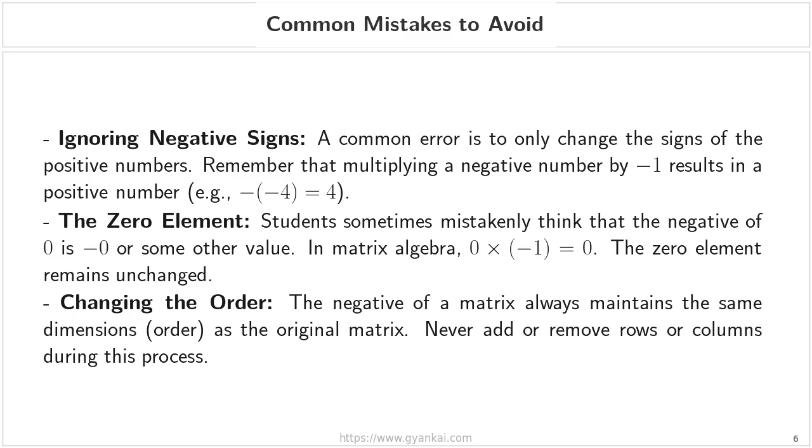Finally, be mindful of the matrix order. The negative of a matrix must always maintain the exact same dimensions as the original matrix. Whether you are dealing with a square matrix or a rectangular one, you should never add or remove rows or columns during this process. Now that we have walked through the practical examples, let us discuss some common pitfalls to ensure you avoid these mistakes in your assignments and exams. By keeping these 3 points in mind, you can ensure your calculations are precise. Now, let us move to the final slide to summarize the key takeaways of this lesson.